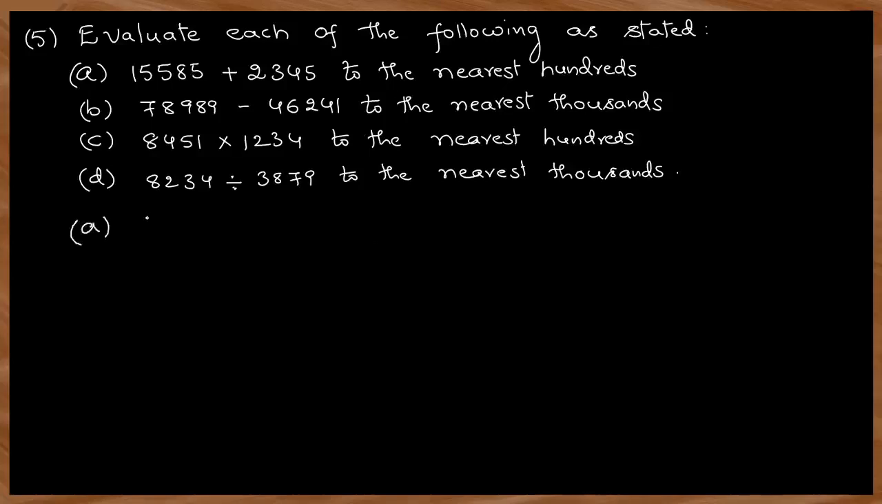So A, which is 15,585 plus 2,345. Okay. So now we can write 15,585. He is asking for the nearest hundreds. So the hundreds place, this is 585. Up to here you have to take. So 502. Now we have to check.